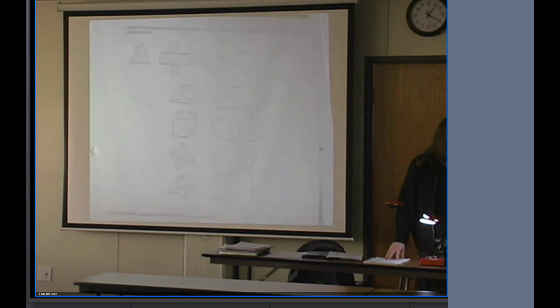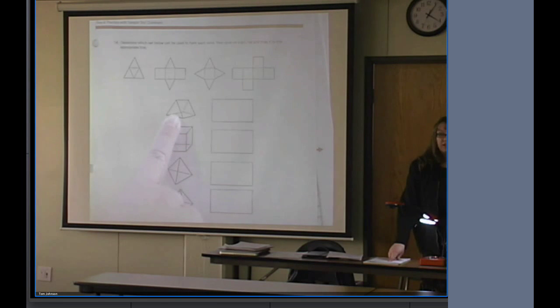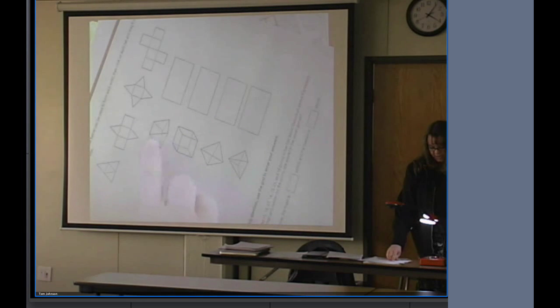So if we were to give these names, this one right here would be called a triangular prism. It's a triangular prism because we have a triangle as our base here. If I turn it this way, I've got the triangle and it's a prism.